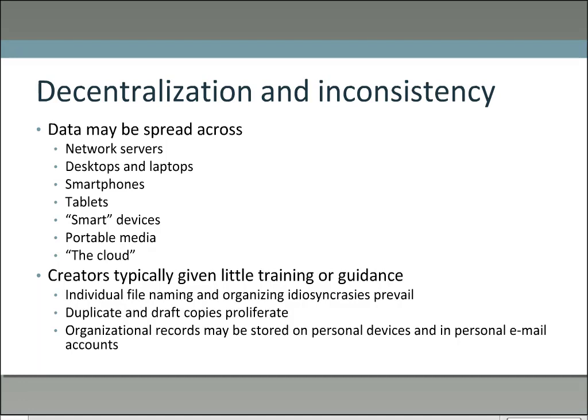The spread of data is made even more chaotic by the fact that the people who create the data typically don't get much guidance regarding where to store it or how to name it or organize it. As a result, each person gives files names that make sense to him or her, creates folder structures that make sense to him or her. Draft copies and duplicate copies of files are scattered everywhere, and important organizational records may find their way onto staff members' home computers or into staff members' personal email accounts. And we're going to talk a little bit later today about some strategies for minimizing this sort of chaos.